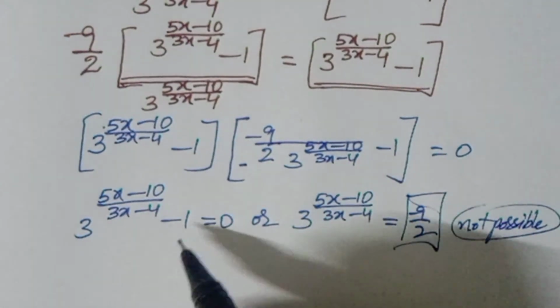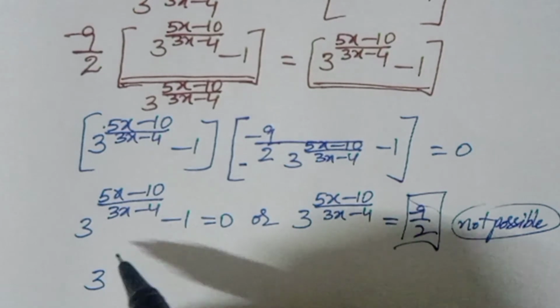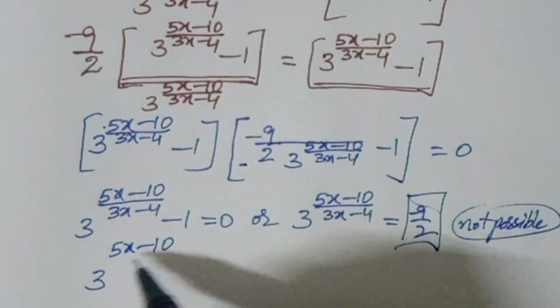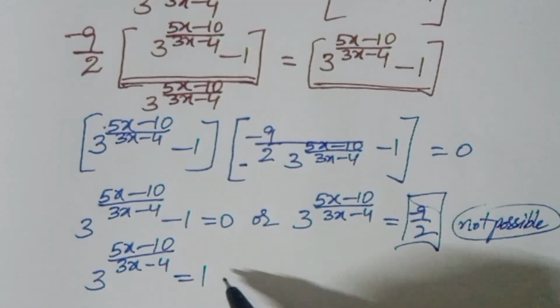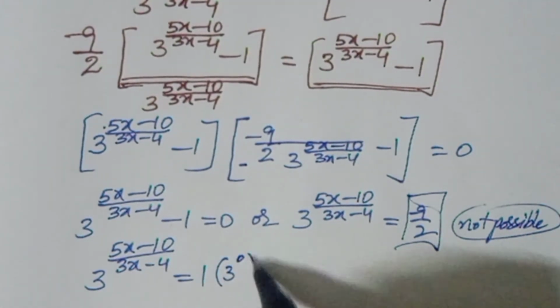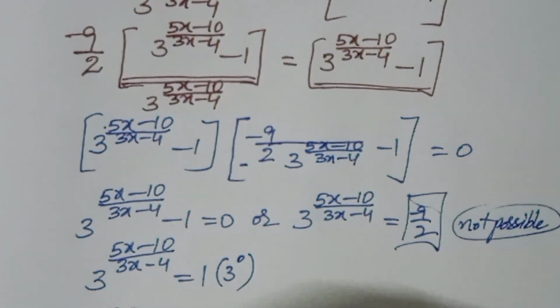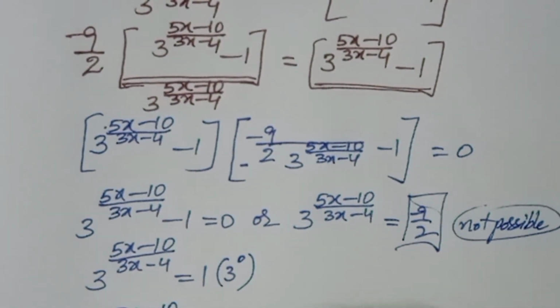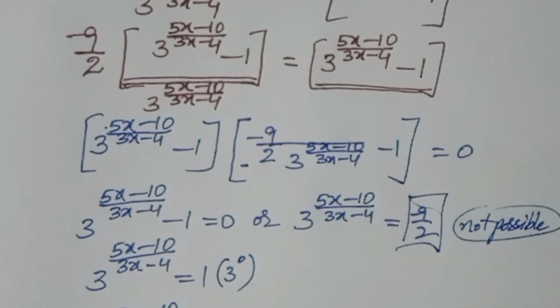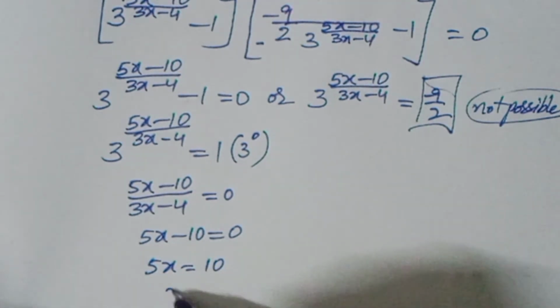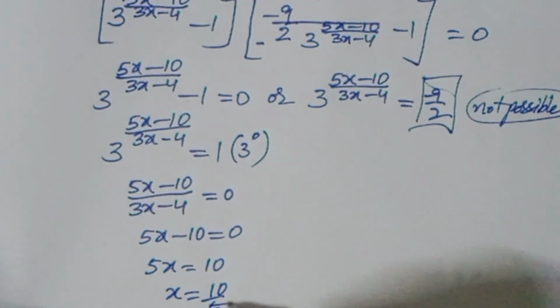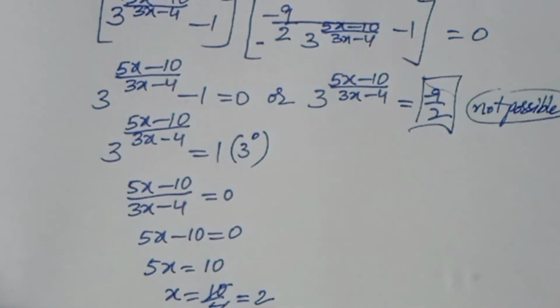So now 3 to the power of (5x minus 10) by (3x minus 4) is equal to 1. This can be written as 3 power 0. So (5x minus 10) by (3x minus 4) equal to 0. 5x minus 10 equal to 0. So 5x is equal to 10, x equal to 10 by 5, x value 2.